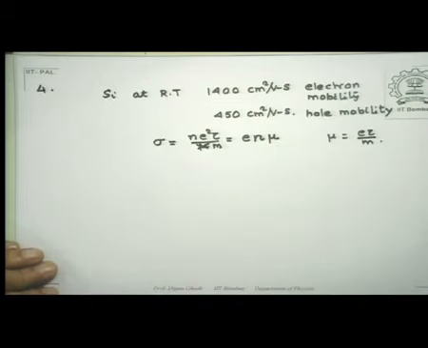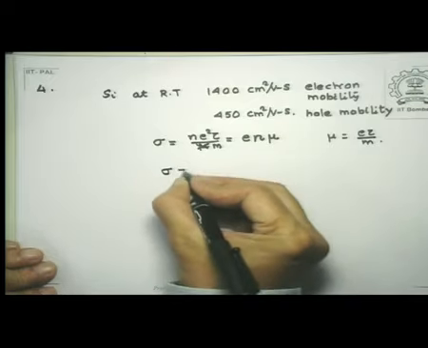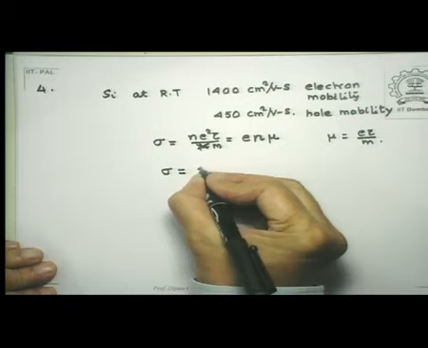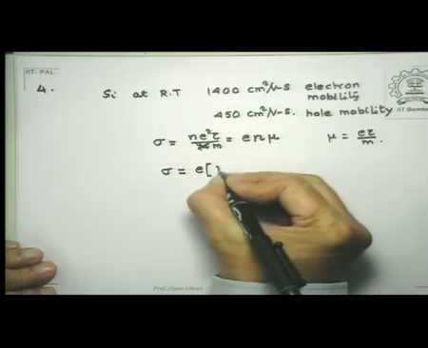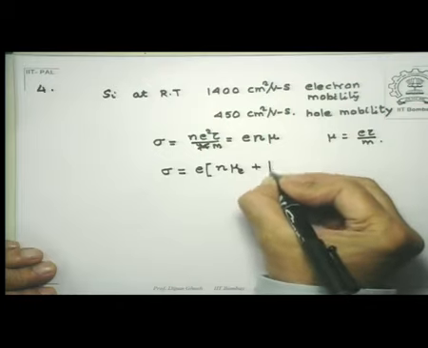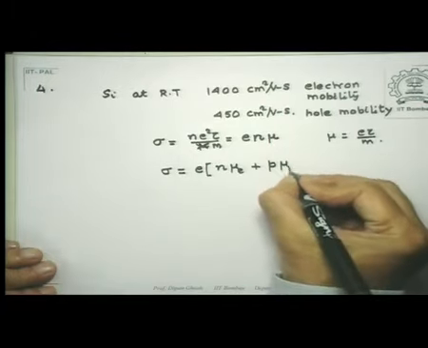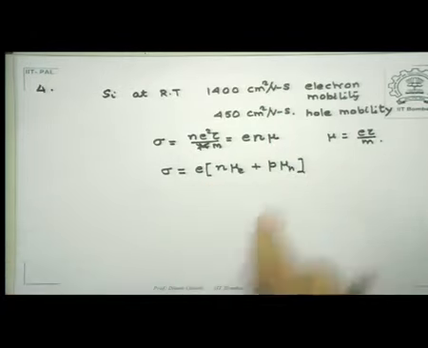Now in semiconductors, where both the electron and the holes contribute to conductivity, this takes an expression of this type, that is the charge n times the electron mobility plus the density of holes, which is usually represented by P, times the hole mobility. We will be talking more about it in our discussion on semiconductors.